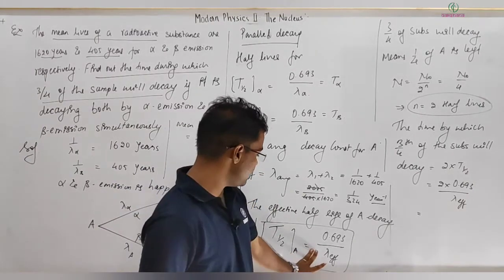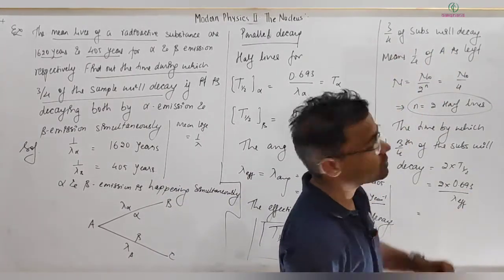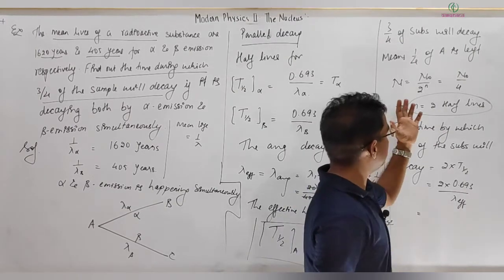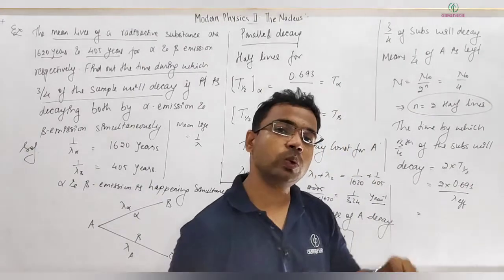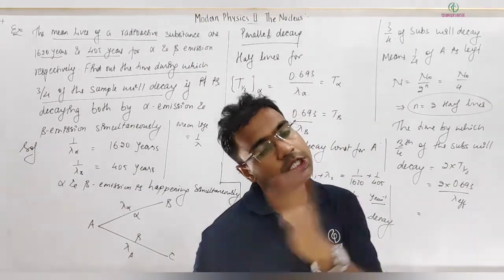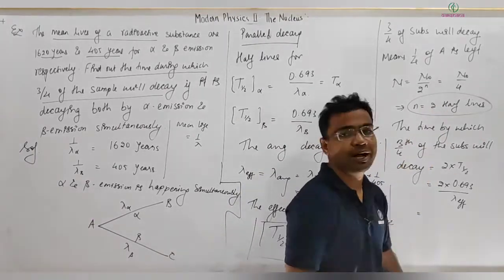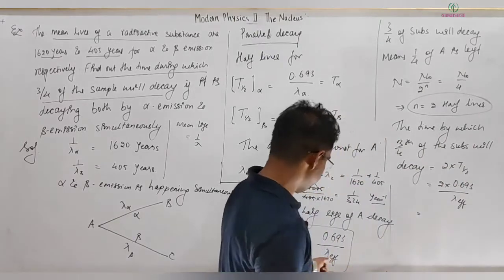Okay, so we got this, and now 3/4 of the substance will decay, which means 1/4 of A is left. So how much time will it take for a radioactive substance to decay by 3/4, or to remain at 1/4? That is equal to 2 times the half-life. And this time we can write as 2 into T half-life, and T half-life is given by this.